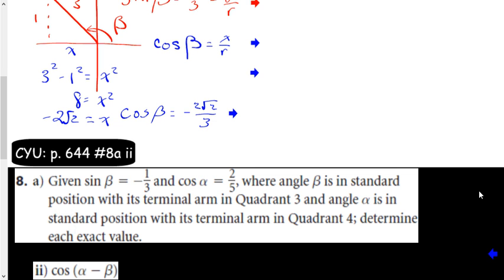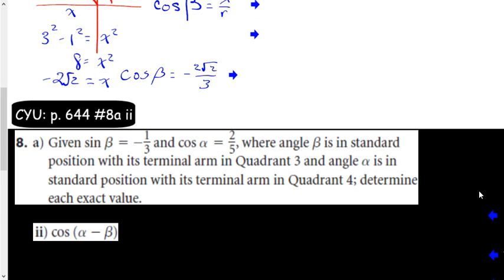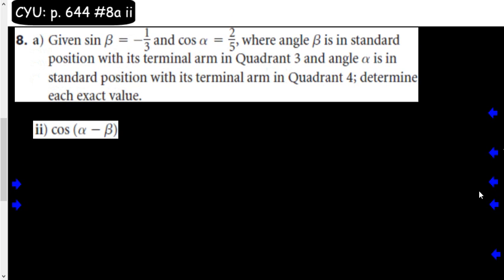From the workbook, page 644, question number 8a, Roman numeral 2. So this will be the next question I'll have you work on. Pause the video, work through the question, and then restart the video.